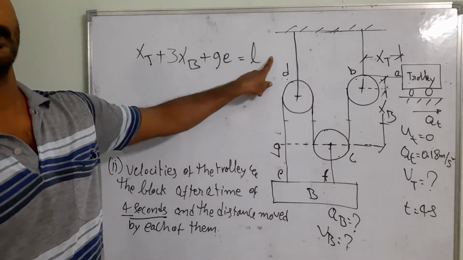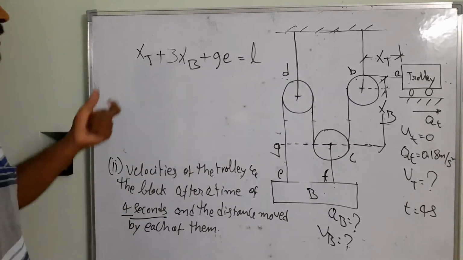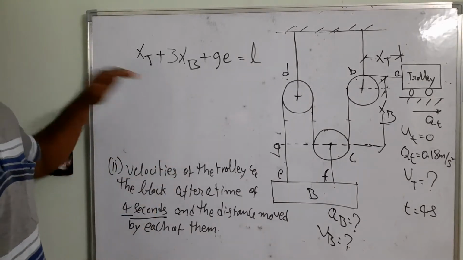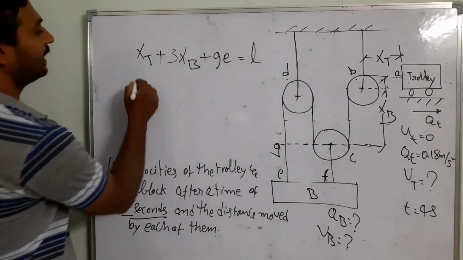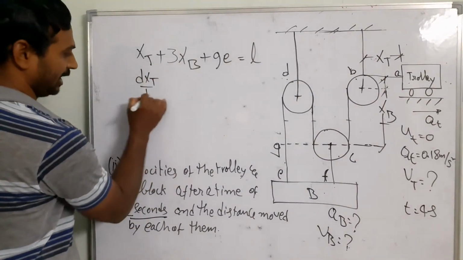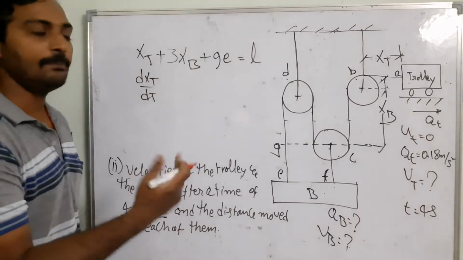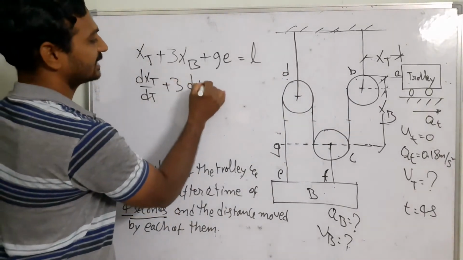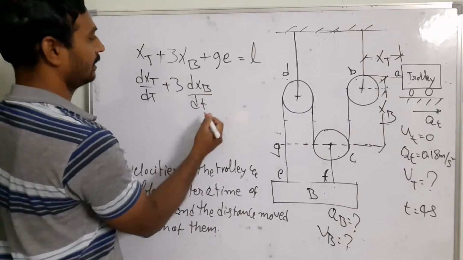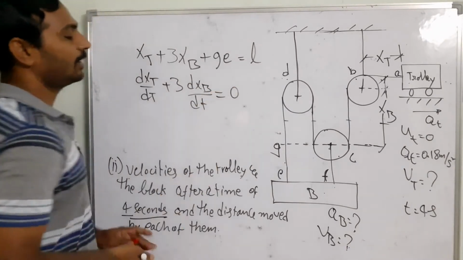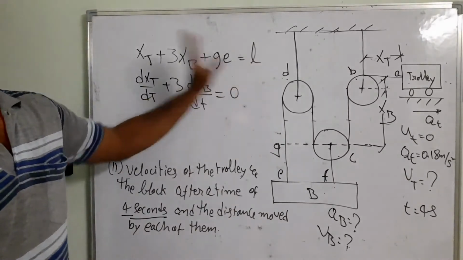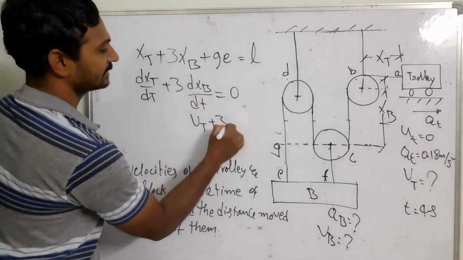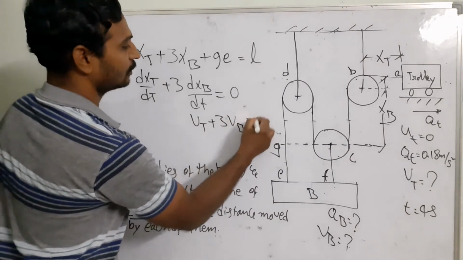So in this case, length of the rope is going to be constant, and XT plus 3XB plus GE is equal to L. Then what I am going to be doing, I am going to be deriving with respect to time, so that I will get the equation for that. So how are we going to be writing? dXT by dt, because with respect to the time, the length of this is going to be variable, plus 3 into dXB by dt equal to 0, because GE as well as the length is going to be the constant. So the same equation I am going to be writing: Vt plus 3 Vb is equal to 0.